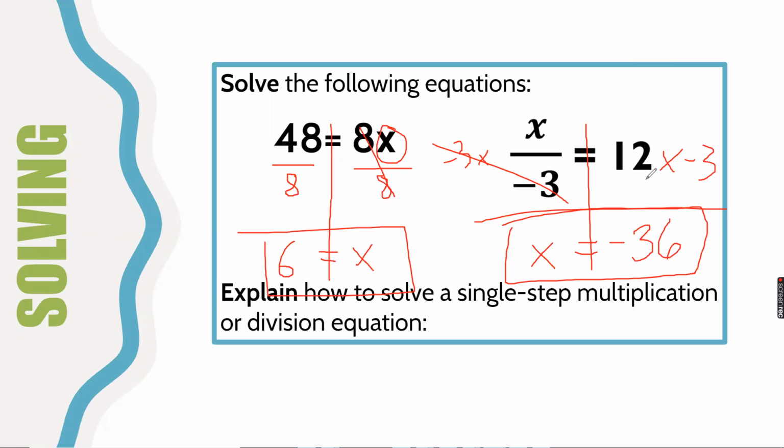So I want you to look at these two problems, and I want you to write down an explanation on how to solve a single step multiplication or division equation. So these are both equations. This one's multiplication, this one's division. I want you to explain how to solve these problems. So pause the video, write out your explanation.